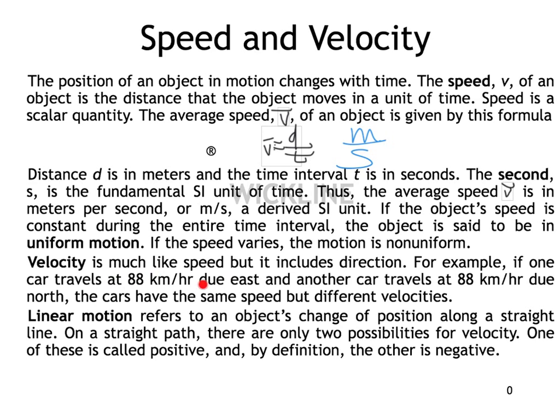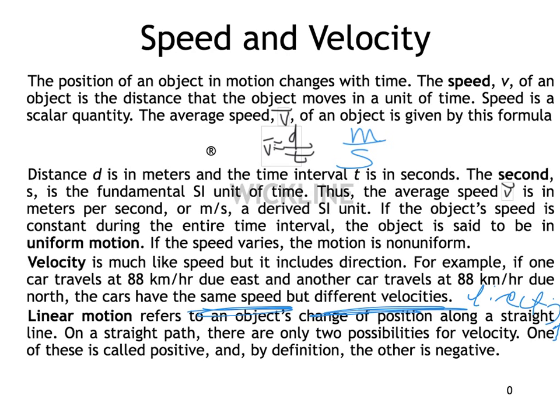that one of them's going 88 kilometers an hour due east and the other one's going 88 kilometers an hour due north. Those cars actually have the same speed, because speed really is just the magnitude of an object's velocity. But they have different velocities overall. And they have different velocities overall because they have different directions of motion, and that really matters.